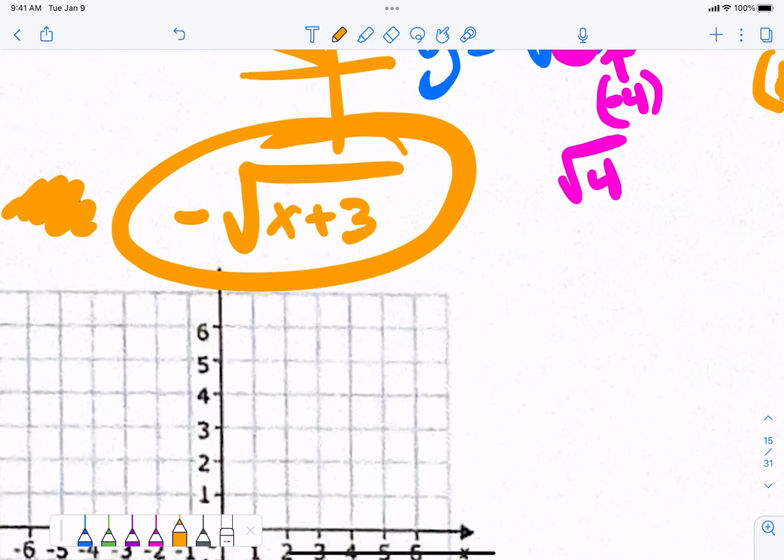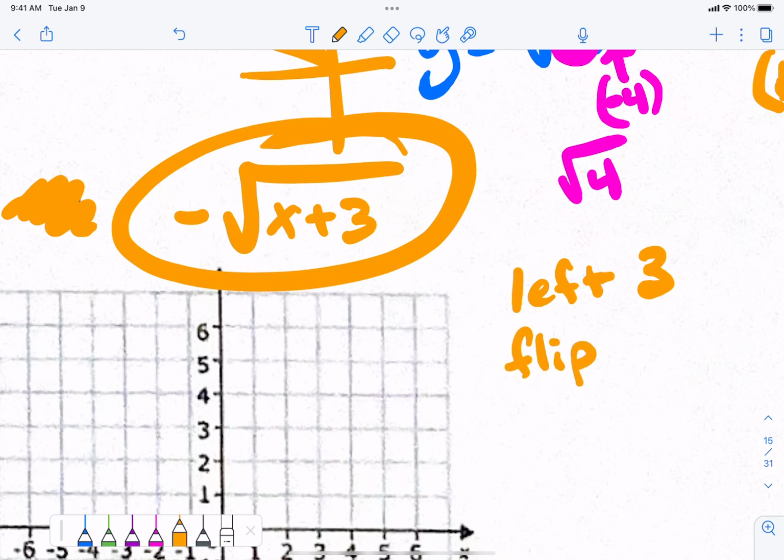Now, we have to decide what is the 3 doing to it? Moving on X. Horizontal compression? Left. Nope. Horizontal compression would be like multiplying by 3, okay? This is plus 3. It's going to the left 3, right? Okay? And then what's the minus doing out in front? Down. It's flipping him down.